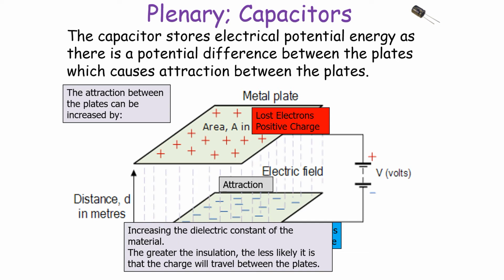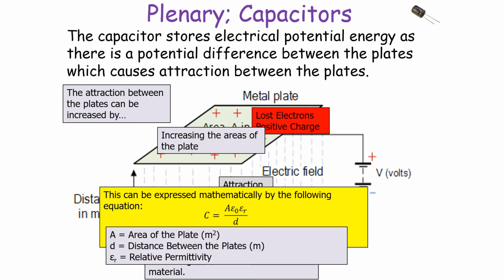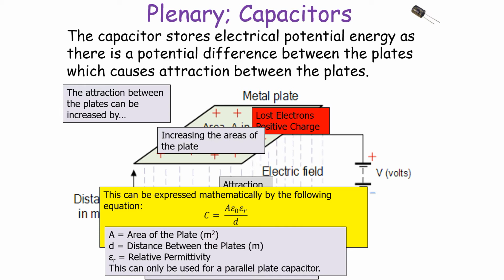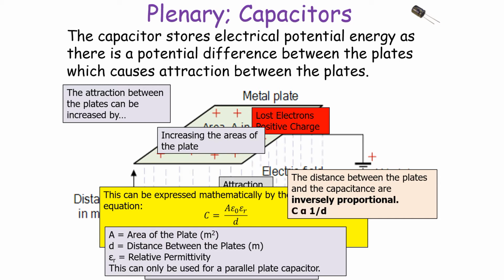The greater the insulation, the less likely it is that the charge will travel between the two plates, which we can express mathematically with our equation: capacitance is equal to area times E0 ER over D, where A is the area of the plates in meters squared, D is the distance between the plates in meters, and ER is the relative permittivity. But we can only use this equation for a parallel plate capacitor. So this equation tells us the surface area of the plate and the capacitance are directly proportional. It also tells us the distance between the plates and the capacitance are inversely proportional.